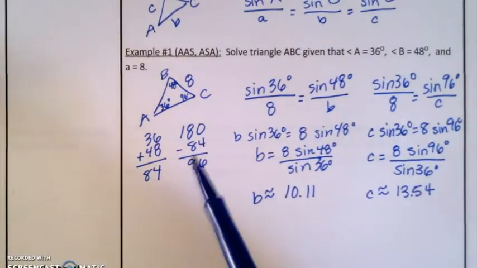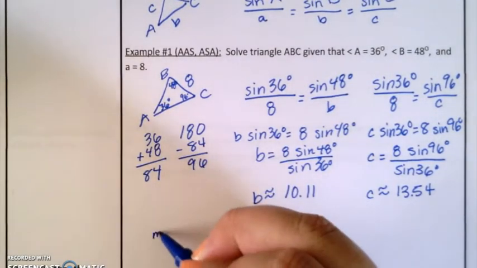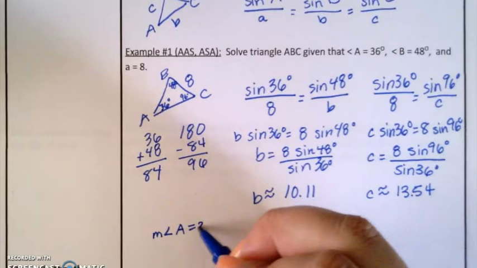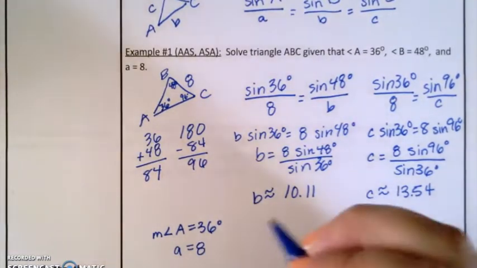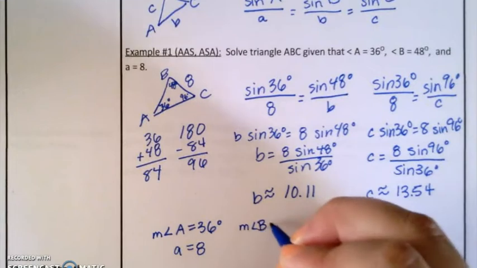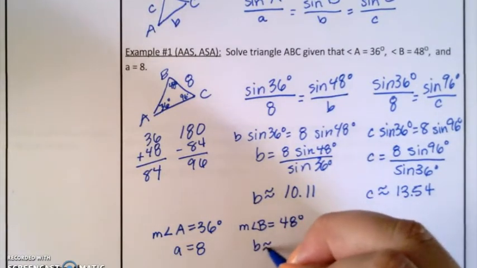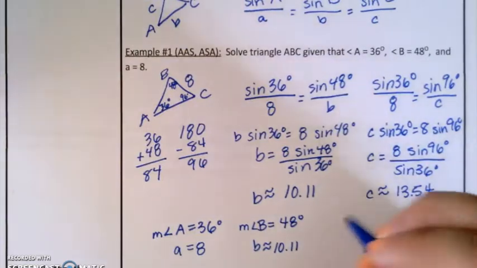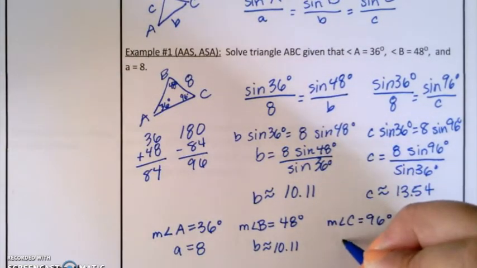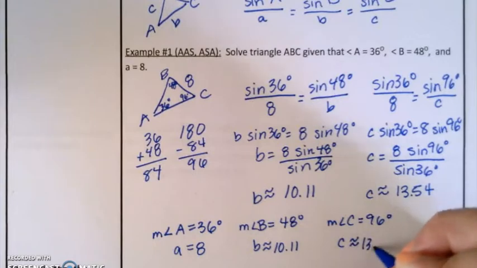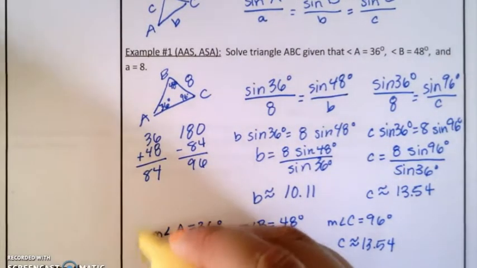So now we've found all three angles and all three side lengths, but to notate that here, the measure of angle A is 36 degrees, side a equals 8, measure of angle B is 48 degrees, the measure of side b is approximately 10.11, measure of angle C is 96 degrees, the measure of side c is approximately 13.54, and that will be your final answer for this example.